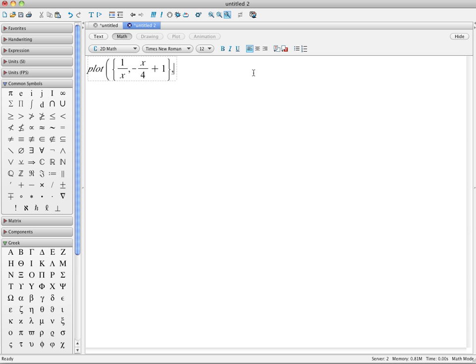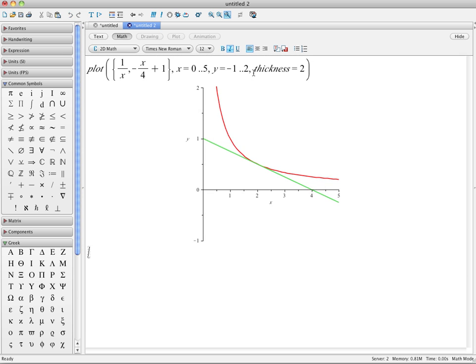And then let's let x go from, let's say, 0 to 5, which should be plenty. And I'll let y go from, let's go below the x-axis just a little bit, negative 1 to 2 should be enough. And again, I'm going to increase the thickness just a little bit to make it easier to see on the screen. And there's our function. So here's my original function, and here's my tangent line.